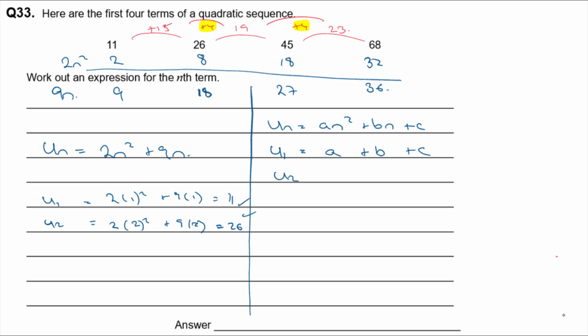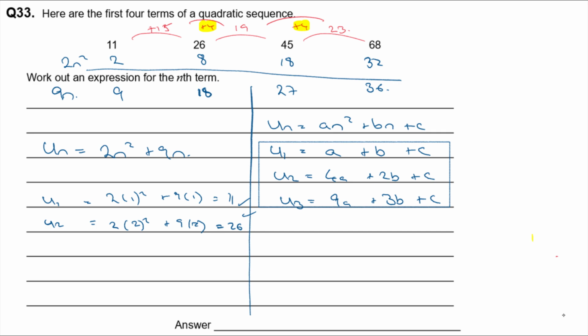The second term, u2, is going to be 2 squared, 4 lots of a, 4a, plus 2b plus c, isn't it? Okay, and then we need a third one. Let's do u3. u3 is going to be 3 squared is 9, it's going to be 9a plus 3 lots of b, which is 3b plus c. Okay, so we've got 3 equations here in 3 unknowns. Okay, and we're going to just solve them simultaneously then.